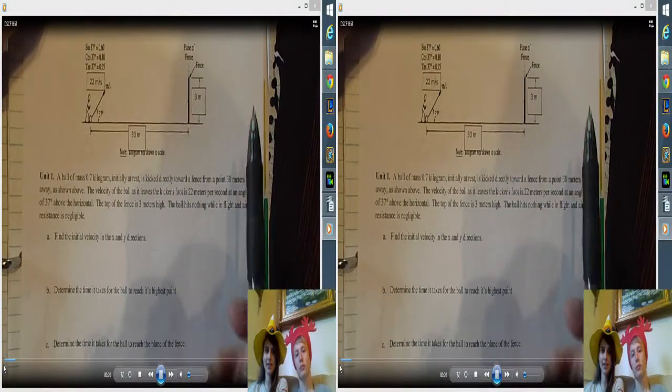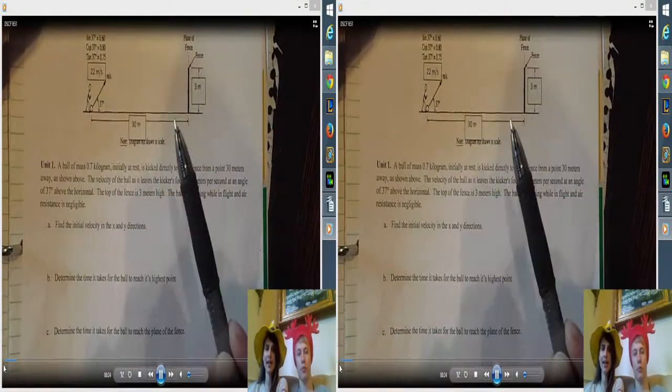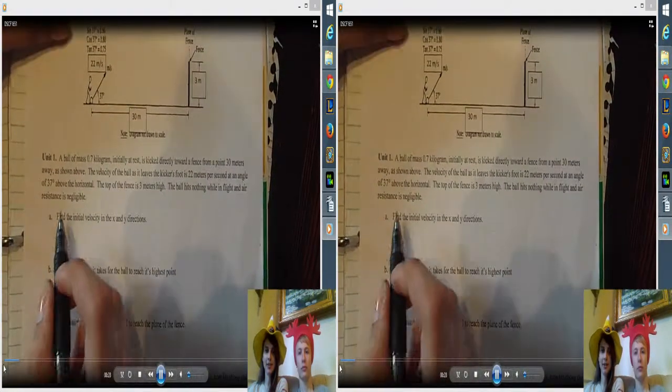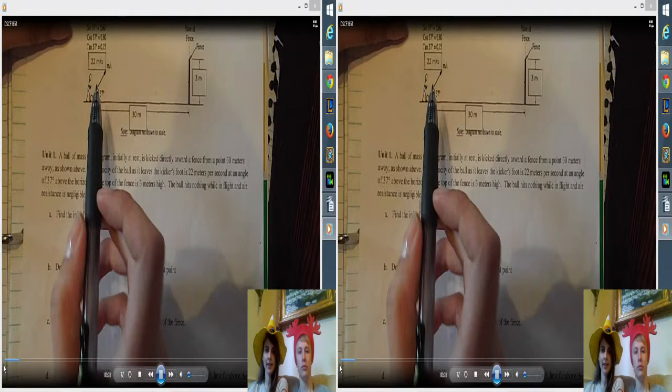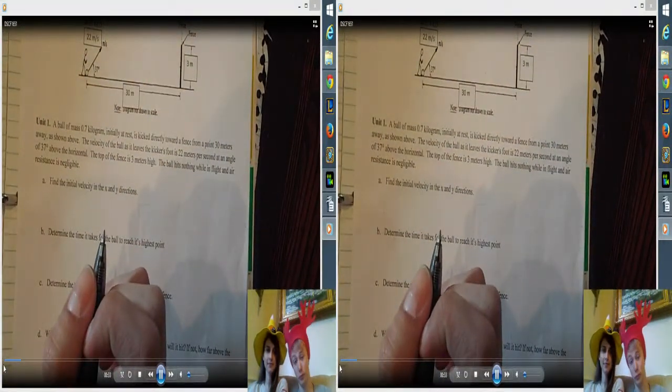The velocity of the ball as it leaves the kicker's foot is 22 meters per second at an angle of 37 degrees. The fence is 3 meters high, and the ball hits nothing in flight. Air resistance is negligible.